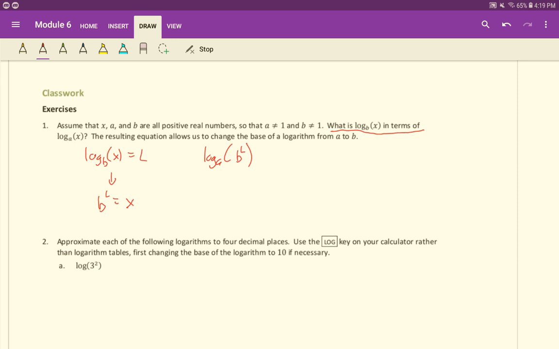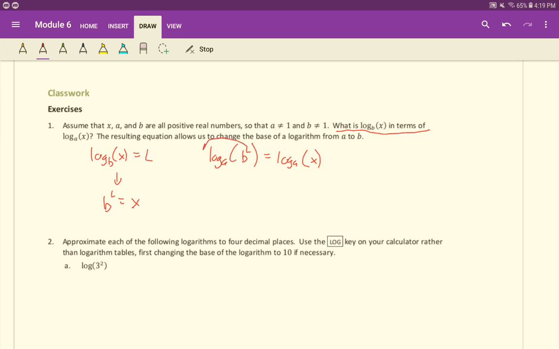And so that's the same thing as saying log base a of x, right? Those are the same things. Using our properties, we can bring that L out front, so it's L times log base a of b. And then solving for L here, because that's the value we want to figure out, right? We want to know what this logarithm is equal to. We have that L, or at least this original value log base b of x, is equal to log base a of x divided by log base a of b.